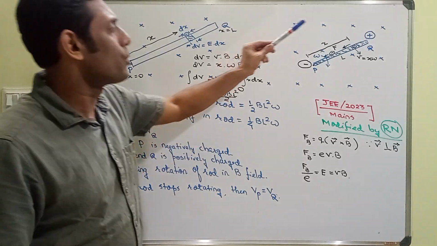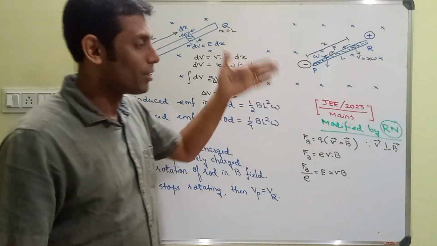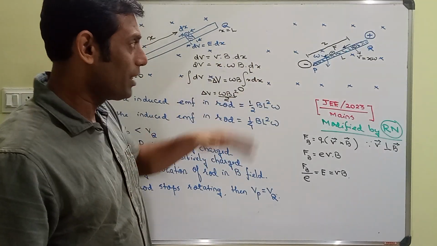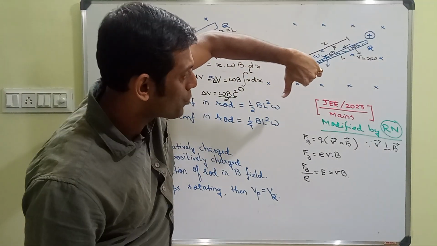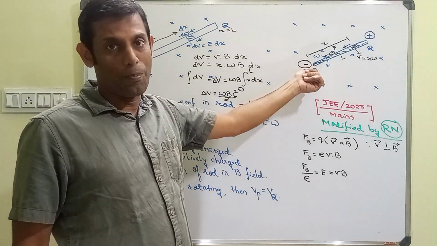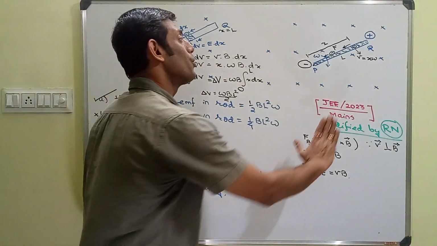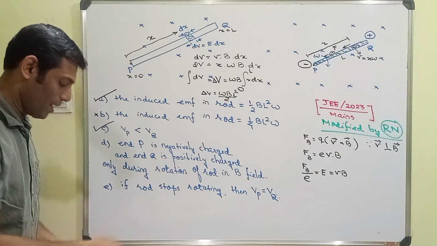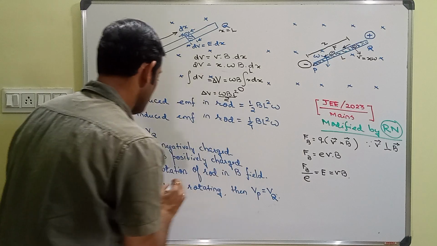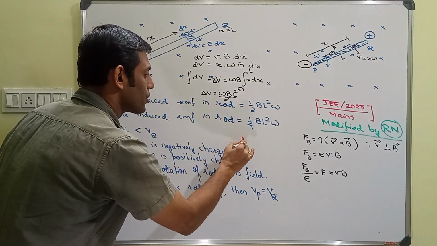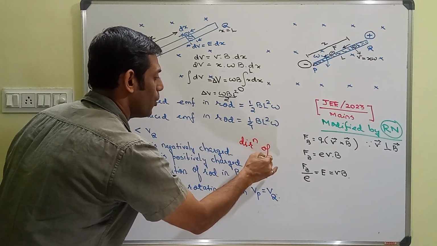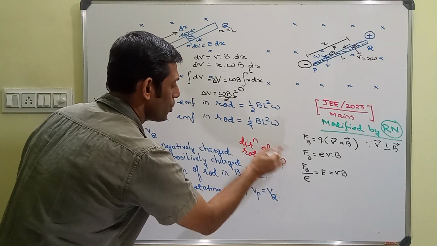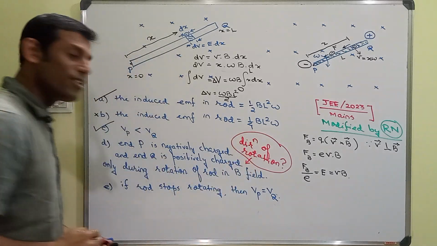If the rod is rotating clockwise, then using the left hand rule for the negatively charged electrons, you can say that V cross B pushes electrons to the end of P. Now what if the rod would be rotating anti-clockwise? This option does not say the direction of rotation. You see here, the direction of rotation is not given in this option, and hence this is a good trap.